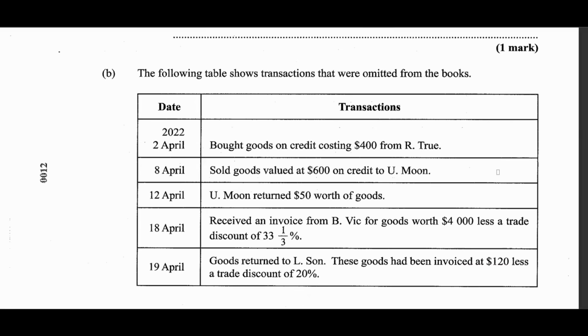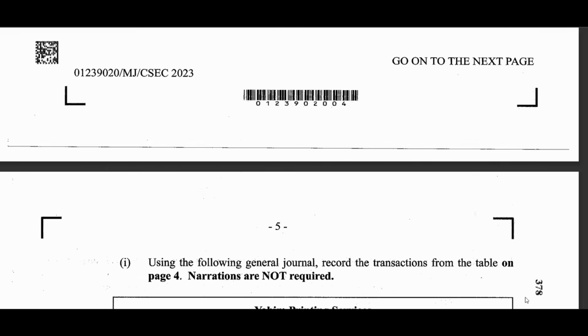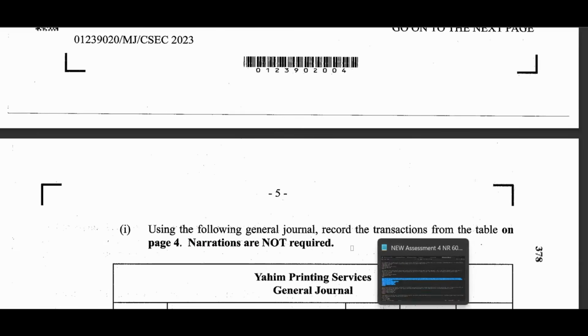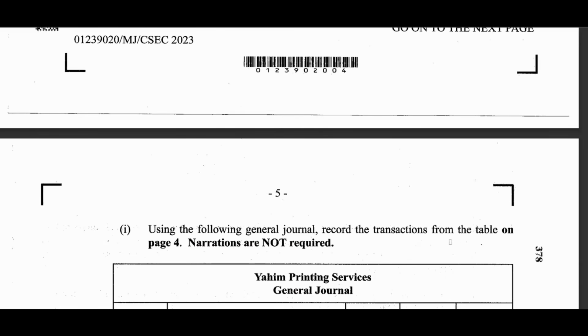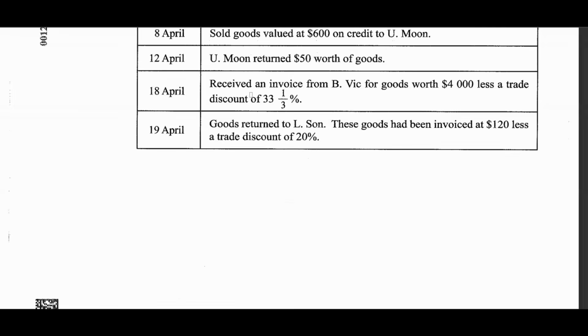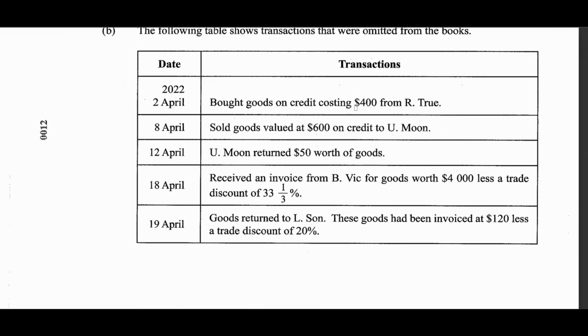Part B. The following table shows transactions that were omitted from the books, and these are the transactions right here. Now, what is being asked of us is that we need to use the following general journal to record the transactions from the table on page 4. Narration is not required. Alright guys, let's do this. Now, the first transaction here: bought goods on credit costing $400 from R Trough. Basically, we need to enter this on the system.